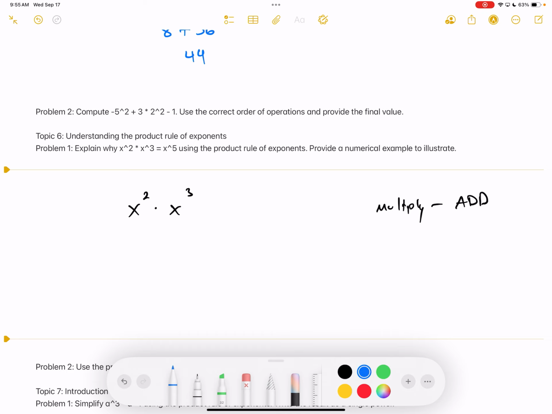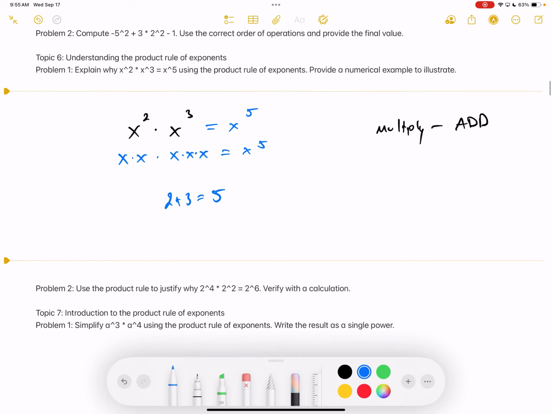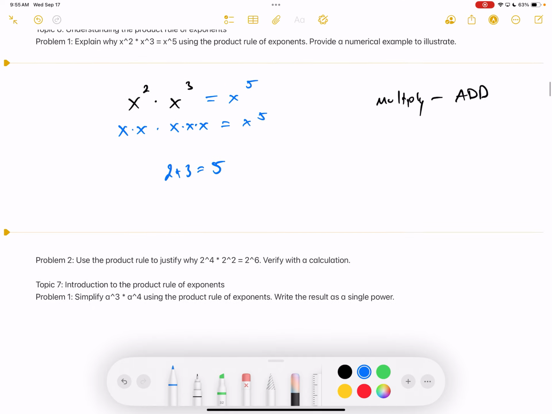The reason is because x squared is x times x, right? X cubed is x times x times x. Well, how many x's do I have now? I have 5 x's, okay? So the shortcut way of doing that, instead of having to write it all out, is to just do 2 plus 3 equals 5. So I have 2 x's, I add 3 more x's, so now I have 5 x's. This is the first rule, so when we multiply, we add.